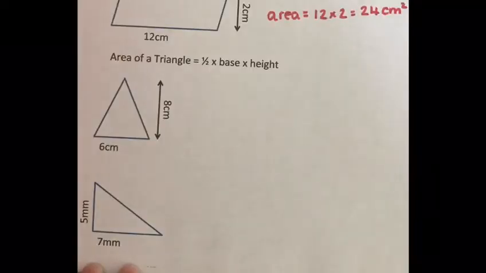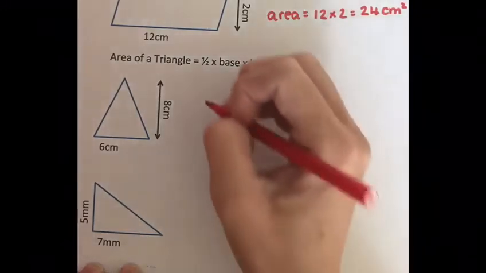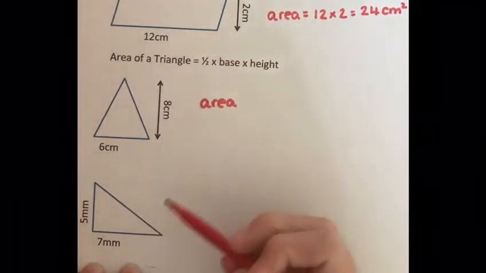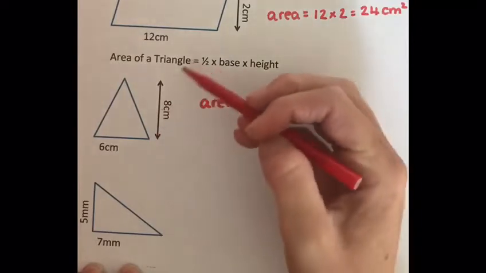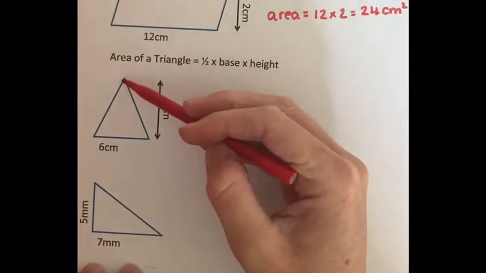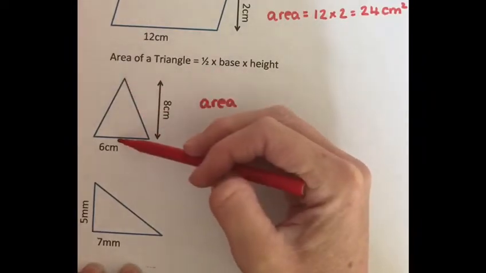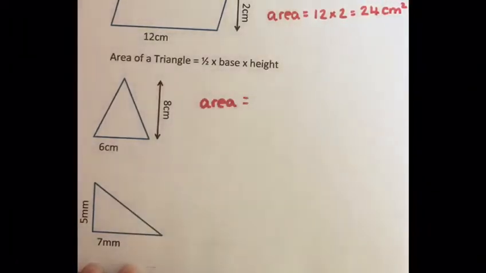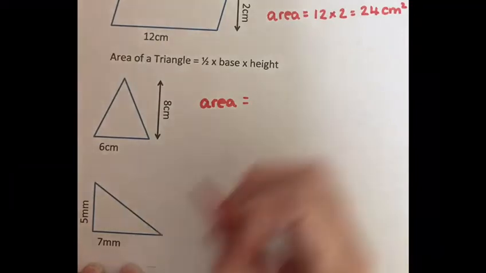Finally, I will do the area of a triangle. The formula for the area of a triangle is half the base and then multiplied by the height. So again, when they talk about the height, they want the distance that is perpendicular. So you're looking from the top of the triangle to the base, the perpendicular distance there. In this case, it's 8 centimetres.